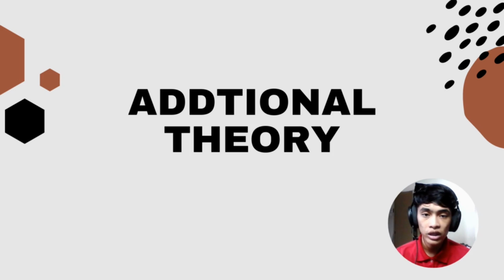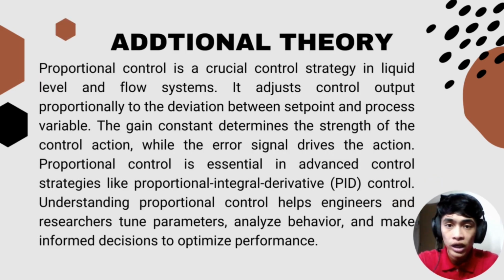So I will start the presentation with additional theory. Proportional control is a crucial control strategy in liquid level and flow systems. It adjusts the control output proportional to the deviation between the set point and the process variable. The gain constant determines the strength of the control action, while the error signal drives the action. Proportional control is essential in advanced control strategies like proportional integral derivative (PID) control. Understanding proportional control helps engineers and researchers tune parameters, analyze behavior, and make informed decisions to optimize performance.